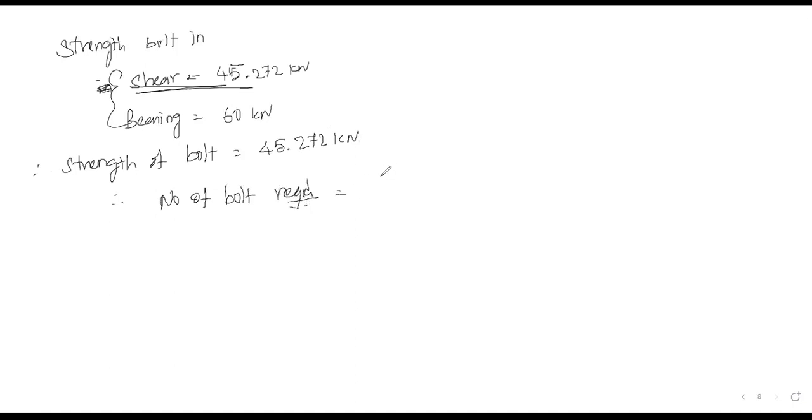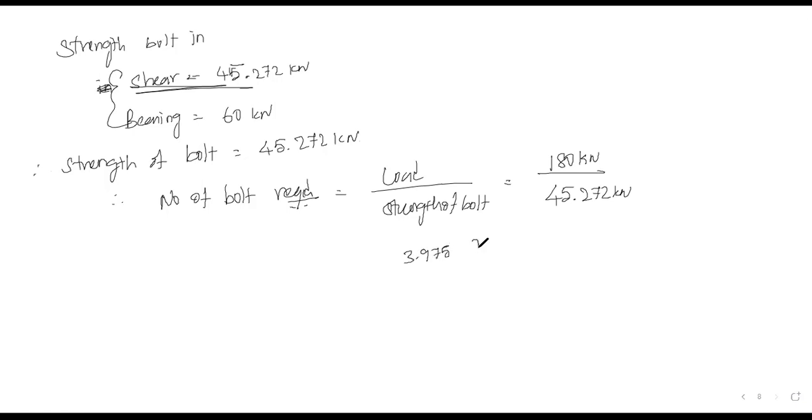Therefore, the number of bolt required is equal to load divided by strength of bolt. So load 180 kilonewton, that is the total load acting on the structure, divided by strength of bolt 45.272 kilonewton. So 180 divided by 45.272 becomes 3.975. Say 4 numbers. Therefore, provide 4 numbers of 20 mm dia bolt in the angle section.